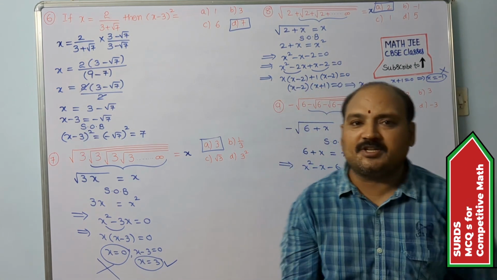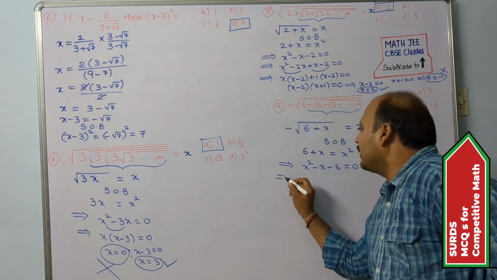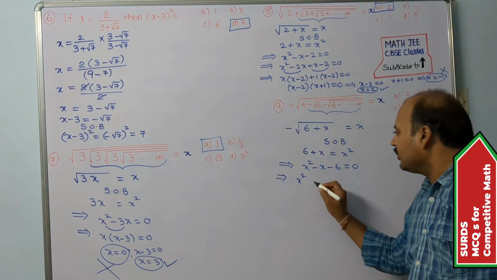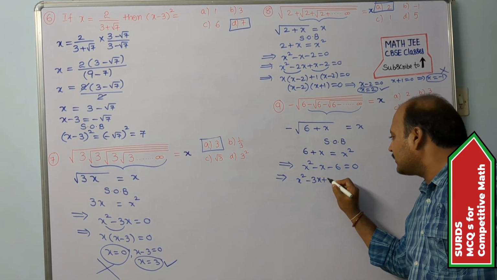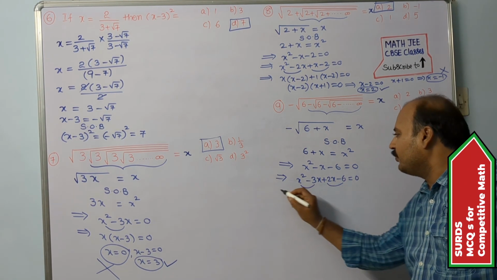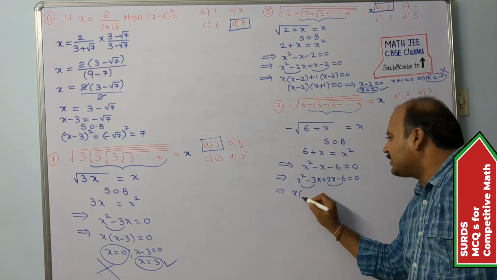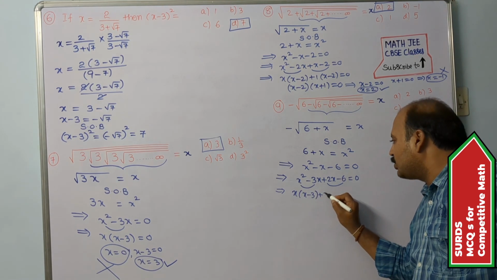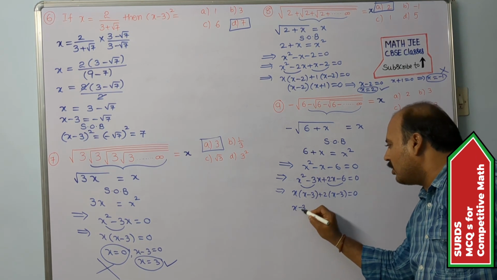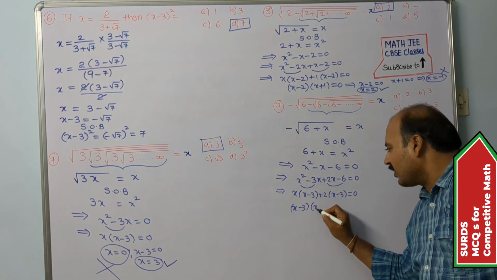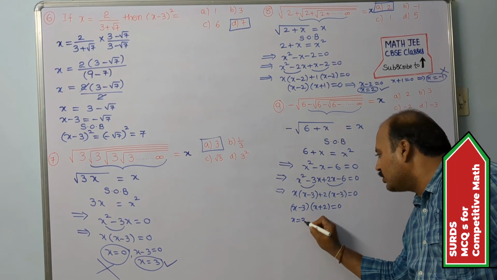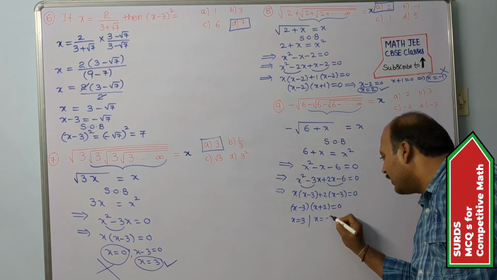We know factorization, or splitting the middle term. x squared minus 6, product minus 3 into 2. So x squared minus 3x plus 2x minus 6 equal to 0. From these two, take x common. x into (x minus 3) plus 2 into (x minus 3) equal to 0. x minus 3 taken common from these two terms. So x minus 3 means x is equal to 3 will come. x is equal to minus 2.